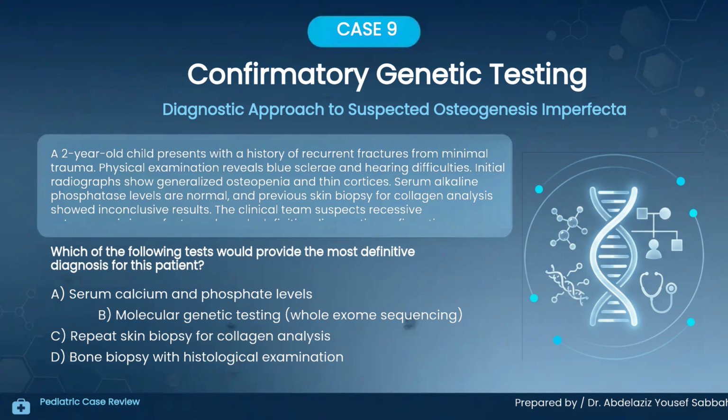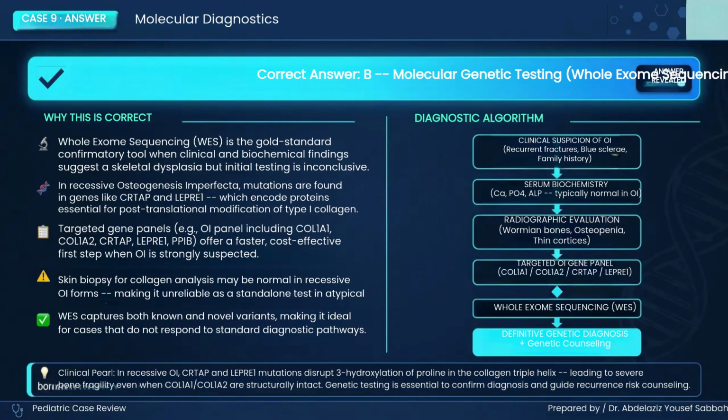Which of the following tests would provide the most definitive diagnosis for this patient? Option A, serum calcium and phosphate levels. Option B, molecular genetic testing using whole exome sequencing. Option C, repeat skin biopsy for collagen analysis. Option D, bone biopsy with histological examination. The correct answer is option B, molecular genetic testing using whole exome sequencing.